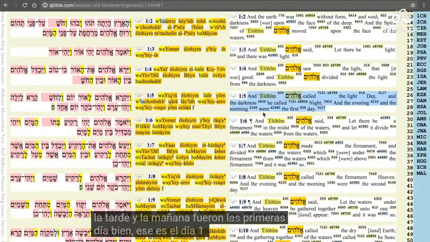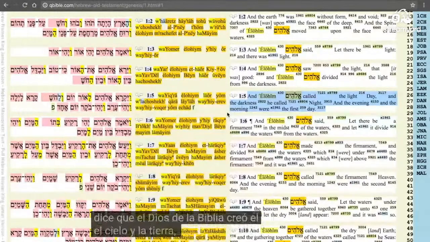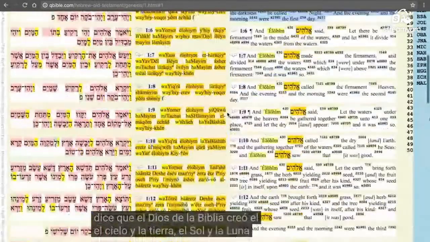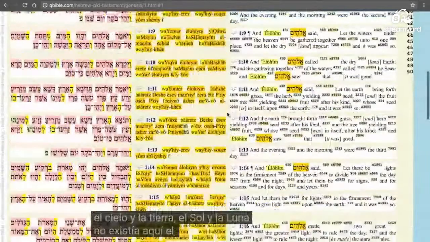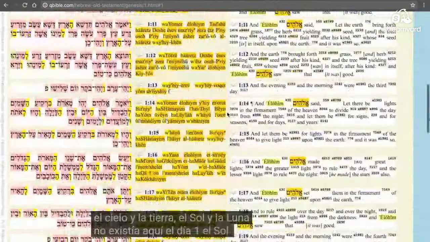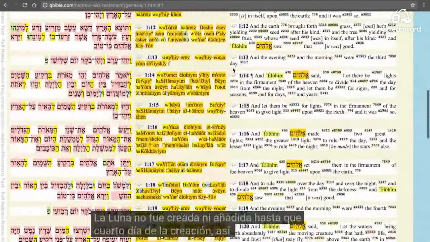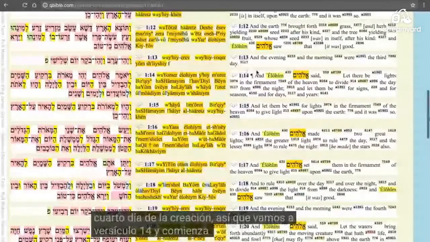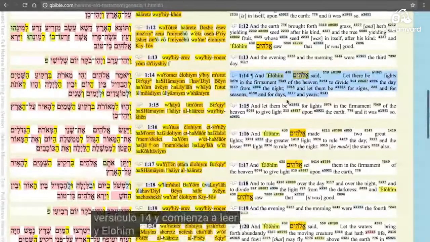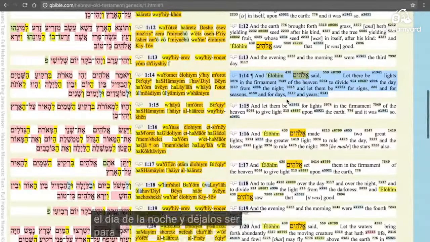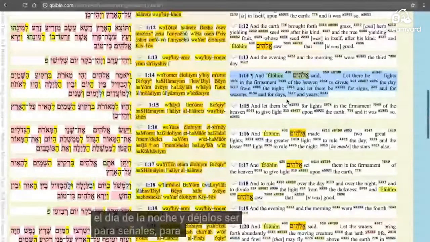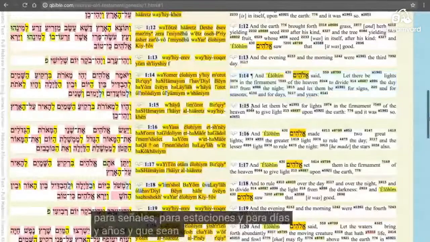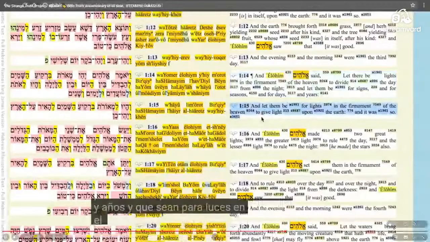Okay, so that's day one of creation. It says the God of the Bible created the heaven and the earth. The sun and moon did not exist here on day one. The sun and moon weren't created and added until the fourth day of creation. So let's go to verse 14 and start reading. And Elohim said, "Let there be lights in the firmament of the heaven to divide the day from the night, and let them be for signs and for seasons and for days and years. And let them be for lights in the firmament of the heaven."